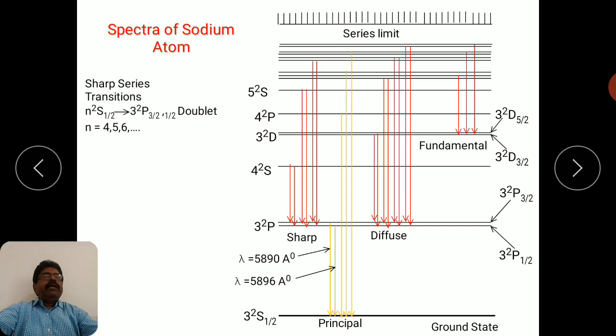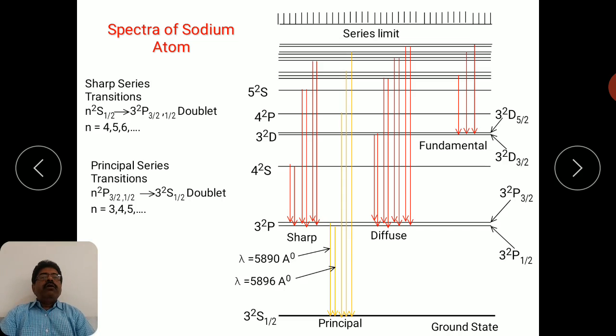Next is the principal series. What is the transition representation for the principal series? You can see here n doublet P 3/2 and 1/2 going to the ground state level, 3 doublet S 1/2. The second set, shown by yellow lines, represents the principal series. The first transition you can see here is 3 doublet P to 3 doublet S 1/2.